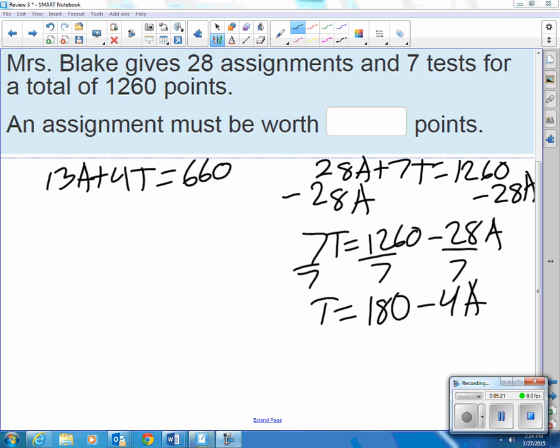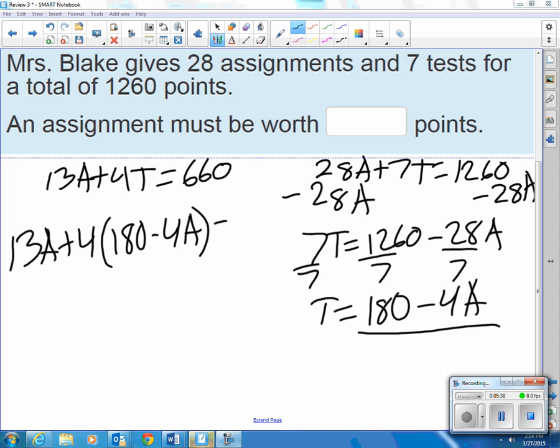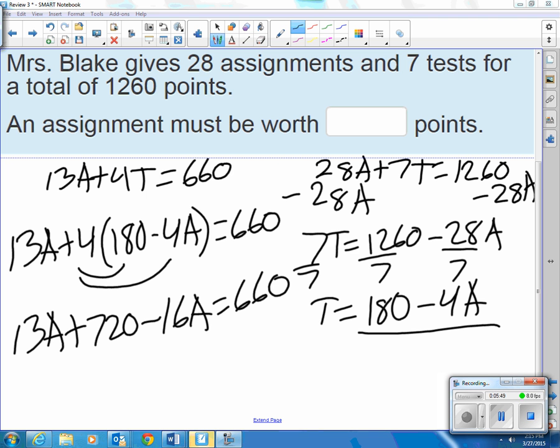So now I can replace t in the equation on the left. So I still have my 13 assignments and my 4, but instead of t, I'm going to put 180 minus 4a. Then I need to multiply 4 times 180 and 4 times -4. 4 times 180 is 720. So I bring down, 4 times -4 is -16. Bring down the 660 and the 13 assignments.